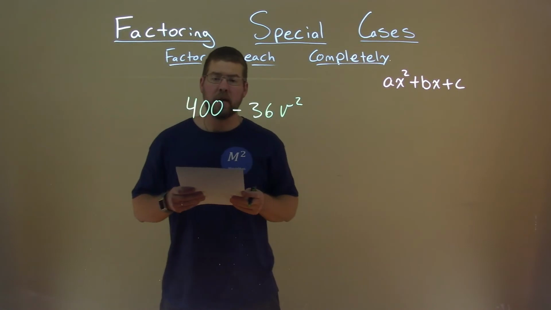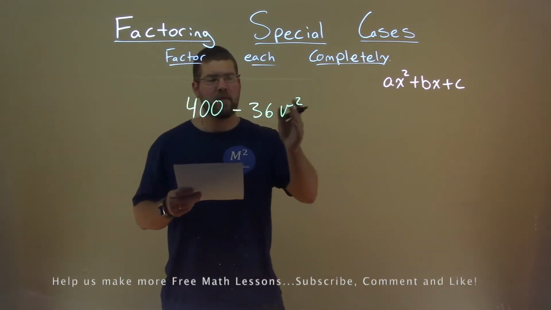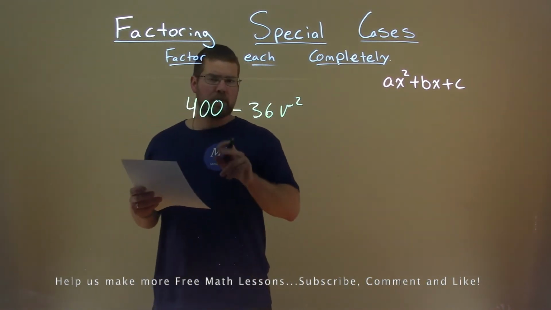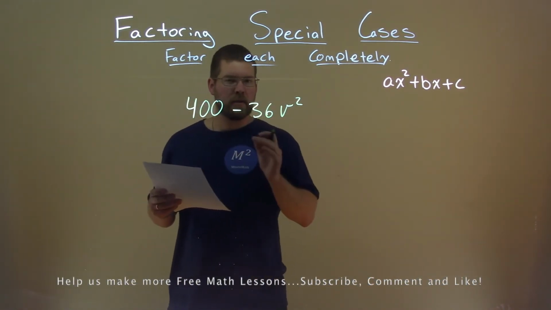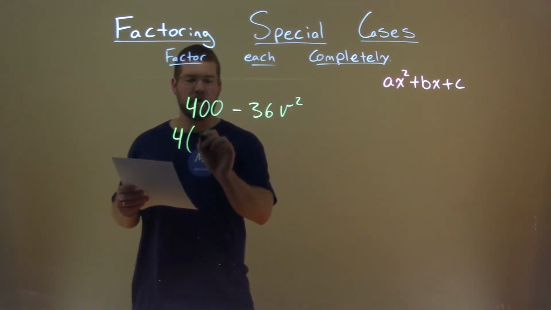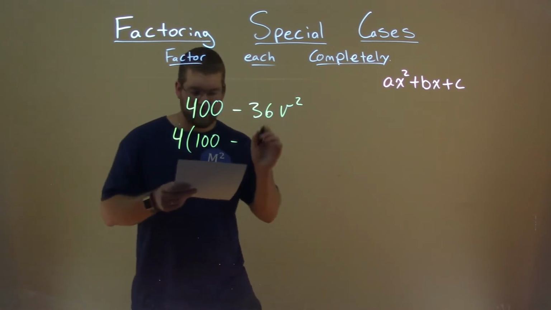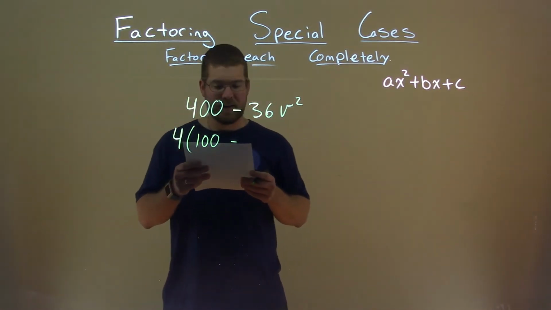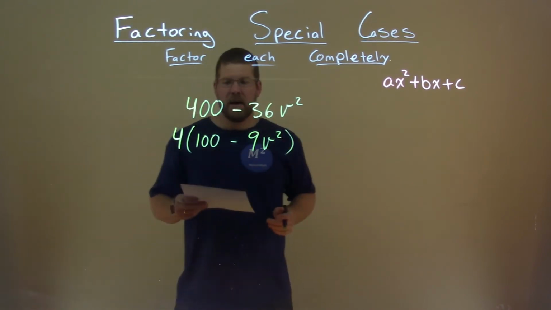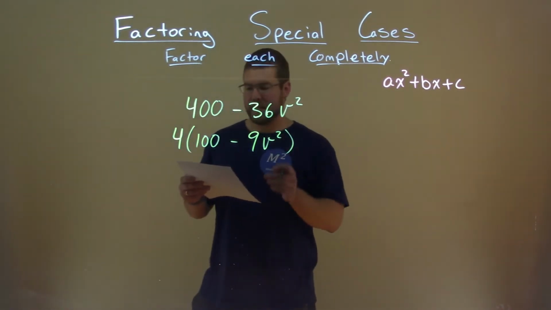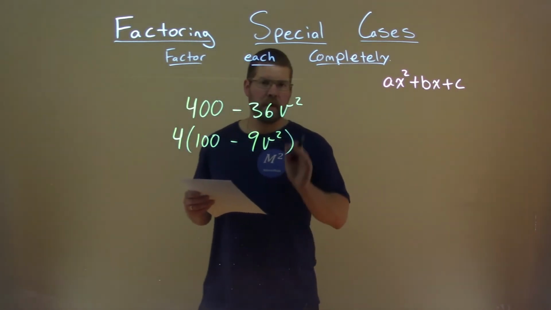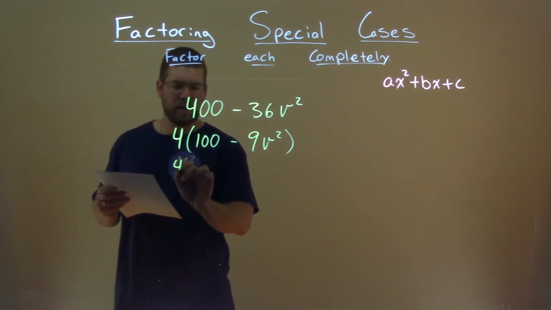We're given this problem right here, 400 minus 36v squared, and we need to factor this completely. Well, first thing I notice here is that I can simplify this a little bit. I can pull out a 4 from both parts. Pulling out a 4 from 400 gives me 100. Pulling out a 4 from 36 gives me 9. So we have a 9 here, v squared. And now we have 4 times 100 minus 9v squared. Okay. But notice the 100 and the 9v squared are both perfect squares. So that helps us out here.